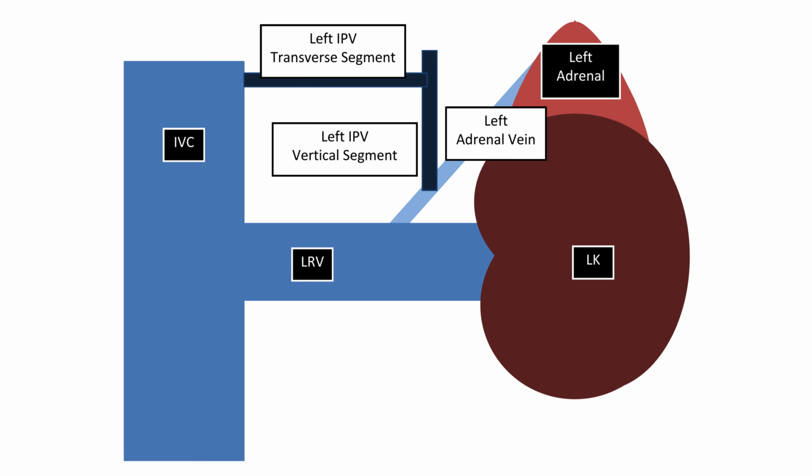renal vein. And this is the diagrammatic representation, again showing the transverse segment of the left inferior phrenic vein, which drains into the IVC, and the vertical segment, which drains into the left adrenal vein, which then in turn drains into the left renal vein.